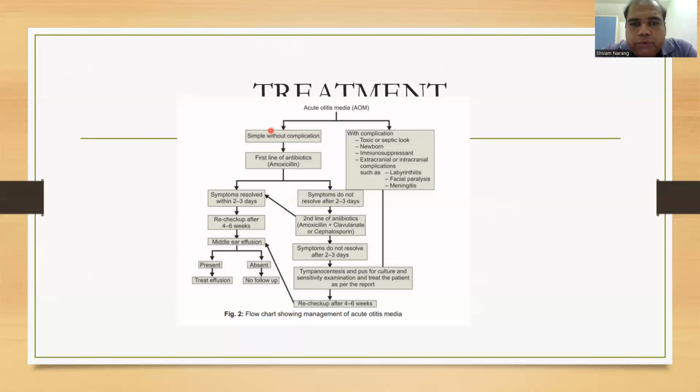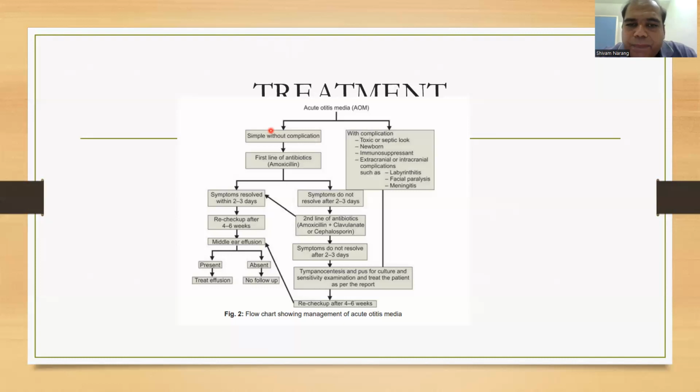Also remember, we will need to get the patient admitted and start the treatment of the complications too. Like for facial paralysis, we need to give multivitamin as well as steroid to decrease the inflammation and improve the facial outcome. Similarly, in labyrinthitis, we need to give a vestibular sedative to resolve the vertigo. In meningitis, we need to give an antibiotic which can cross the blood-brain barrier.